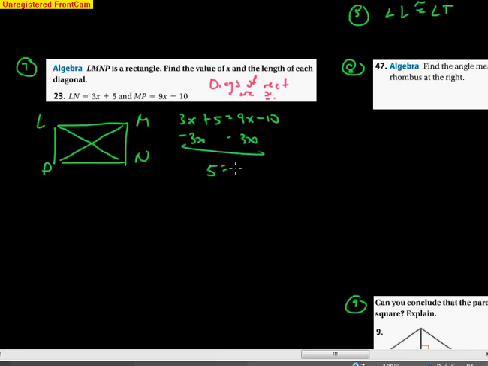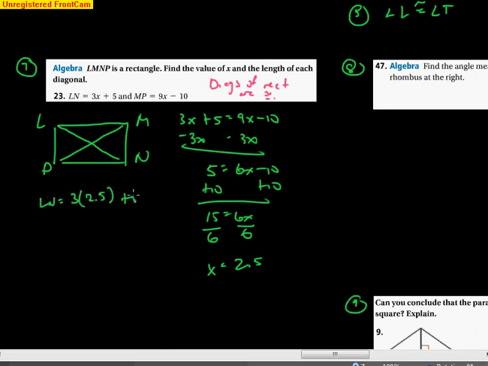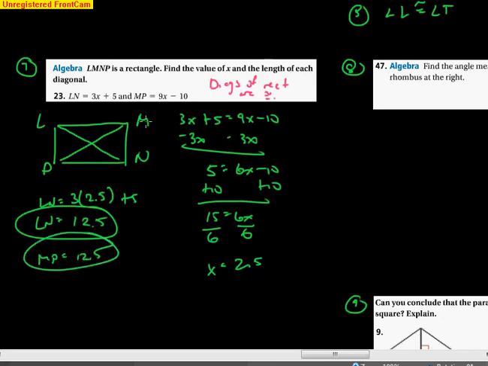Subtract 3x. 5 equals 6x minus 10. Add 10. 15 equals 6x, and divide by 6. And x actually comes out to be 5/2 or 2.5. So now to find the length of each diagonal, just plug it back in. LN equals 3 times 2.5 plus 5. That's 7.5 plus 5, that's 12.5. And that's also going to be MP. If you want to check, you can, but it should be 12.5 as well.